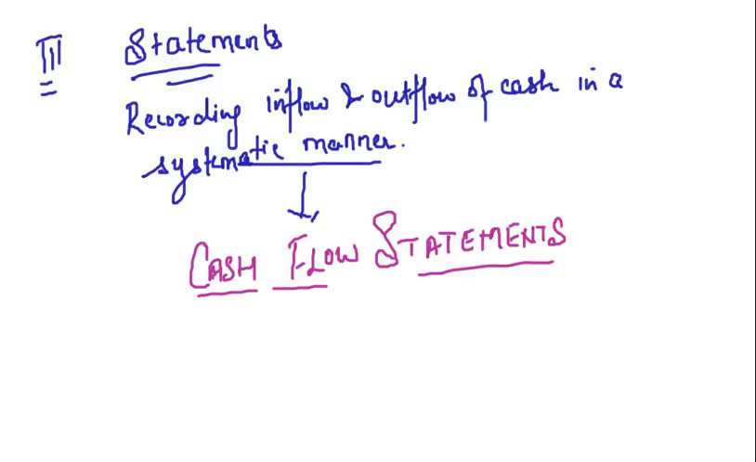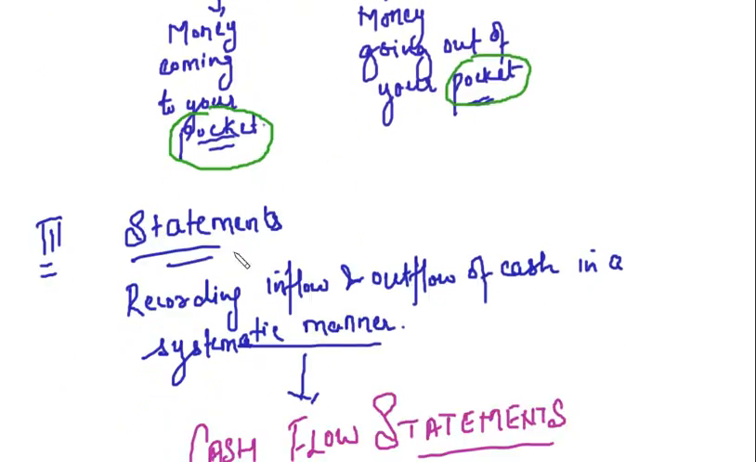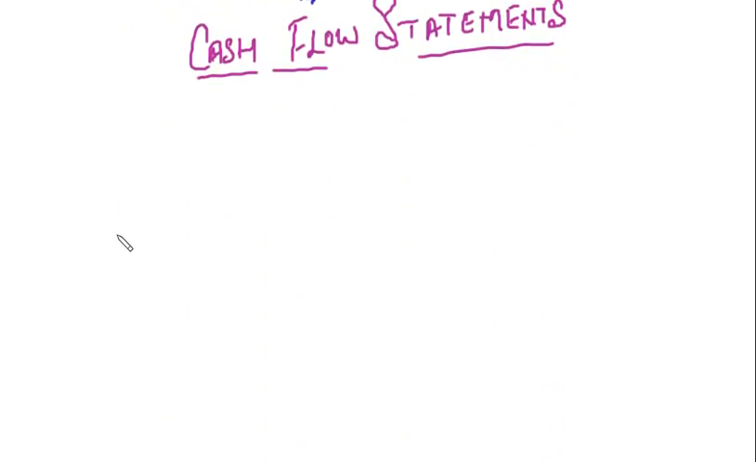Then we talk of flow. We have two kinds of flow. We say cash inflow and cash outflow. Anything which is coming to your pocket is cash inflow, and any money going out of your pocket is cash outflow. Clear, friends? Then we have to record the cash inflows and outflows in a systematic manner. This we call as statements. Combining these three, we say we prepare cash flow statements. Clear? This is the basic of cash flow statement that we are studying.